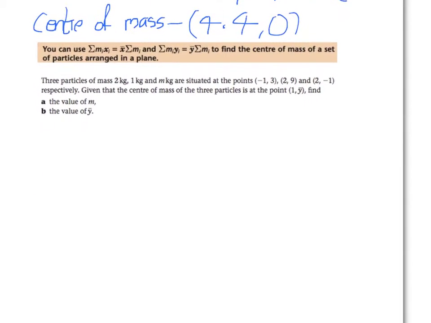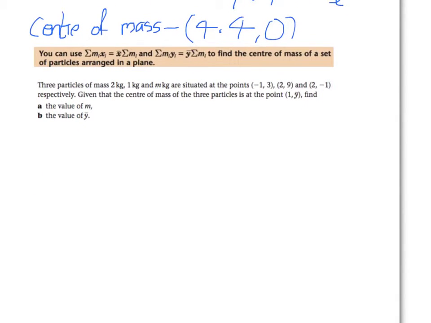So you can use the sum of m_i x_i equals x-bar times the sum of m_i, and the sum of m_i y_i is equal to the centre of mass, y-bar, times the sum of all the masses, to find the centre of mass of a set of particles arranged in a plane. Now this second equation is just the same as the first equation, but this time the coordinates are on the y axis rather than on the x axis.